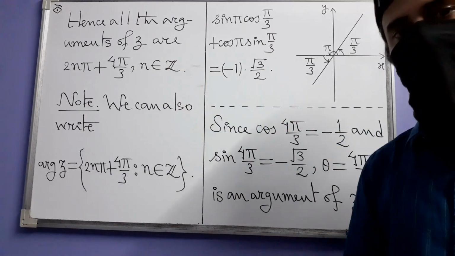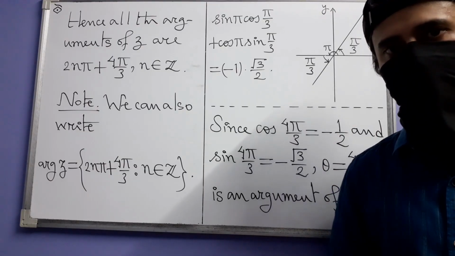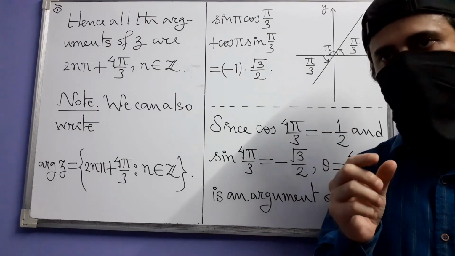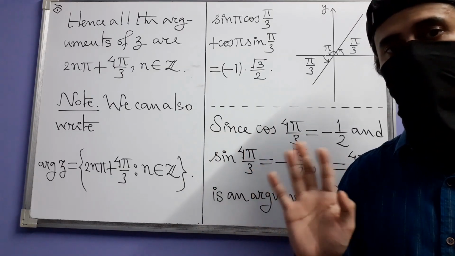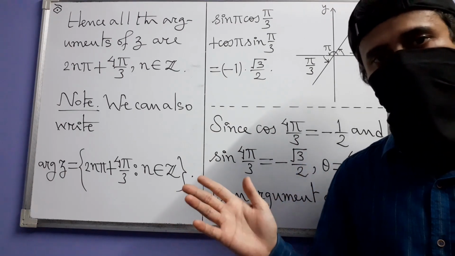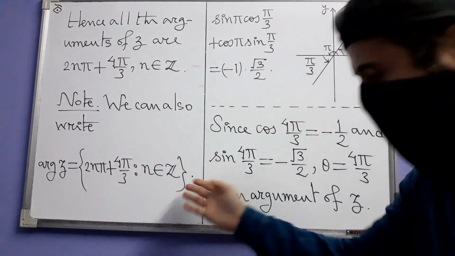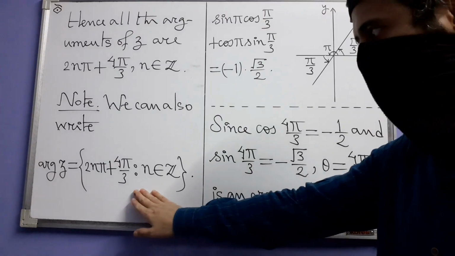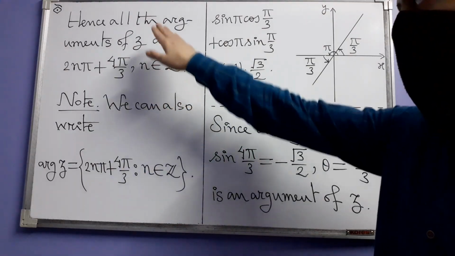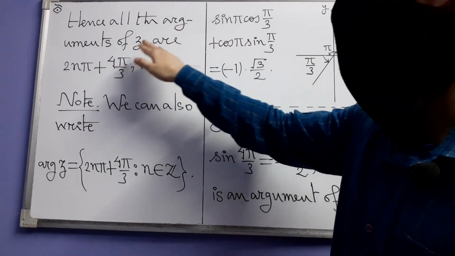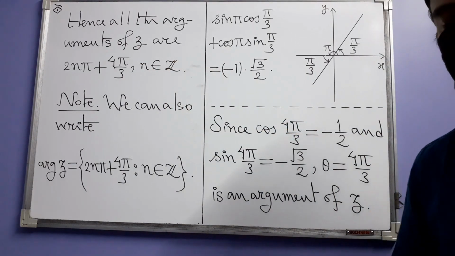This is where the solution ends, but there is a note. You may remember that we defined arg z to be any argument of z. Truly speaking, that is actually the set of all arguments. Here we are not talking about the principal argument. We are talking about all the arguments at once. So in that sense, you can write arg z as the set of all arguments, although I would advise you not to do that. If you are writing an exam, don't do this. You just write in words as a sentence: hence all the arguments of z are this, where n is an integer. Okay, so that's it.